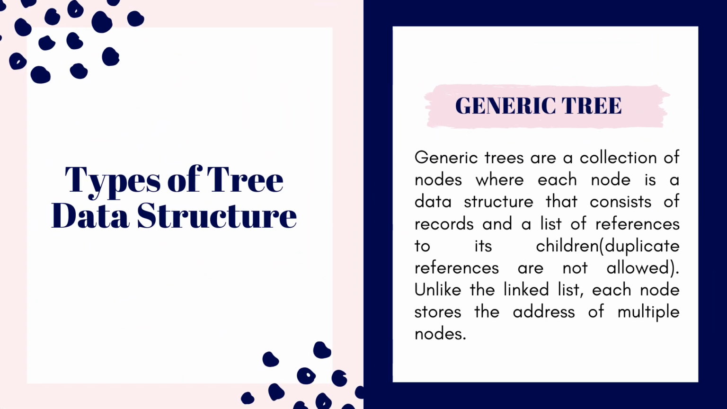N-ary tree or generic tree. Generic trees are a collection of nodes where each node is a data structure that consists of records and a list of references to its children. Duplicate references are not allowed. Unlike the linked list, each node stores the address of multiple nodes.